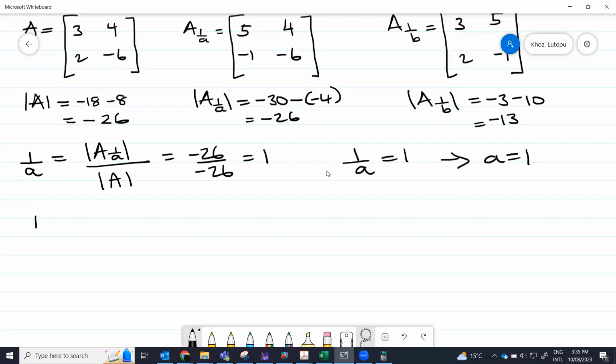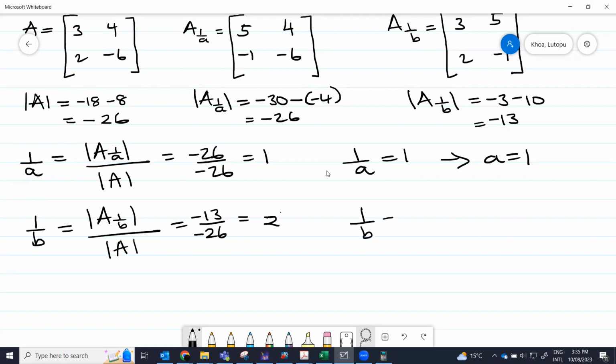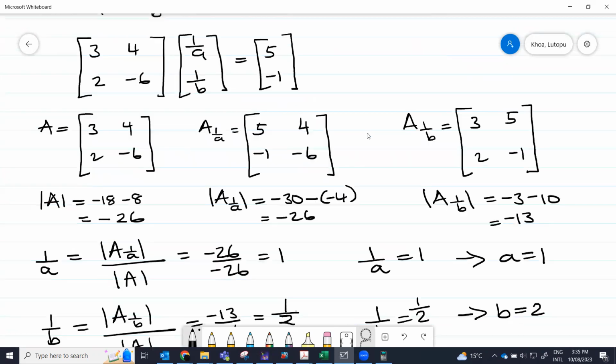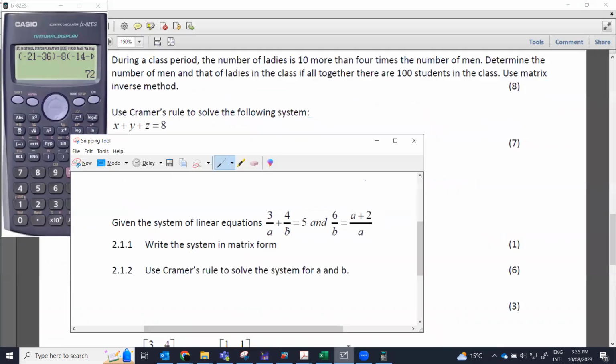And then to find 1 over b, we have the determinant of A, 1 over b, over the determinant of A. This is negative 13 over negative 26, which is positive, so this is a half. So this means 1 over b is equal to half, and this means that b is equal to 2. So we've solved for a and b. Okay, that's what the question says to do, right?